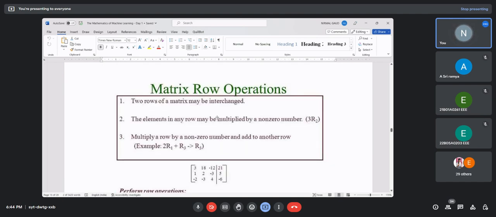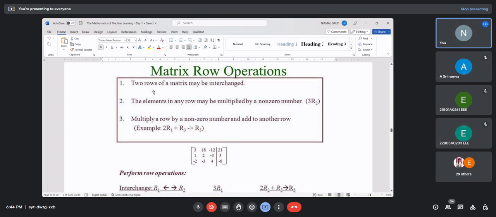So what happens? Matrix row operations. Two rows of a matrix can be interchanged. Remember, if we are going to work upon the matrices, two of its rows can be interchanged. The elements in any row may be multiplied by a non-zero number. This is also possible. Any number, any scalar quantity, you can multiply with the row. And then multiply a row by a non-zero number and add it to another row. This is also possible, and we can update any other row also.